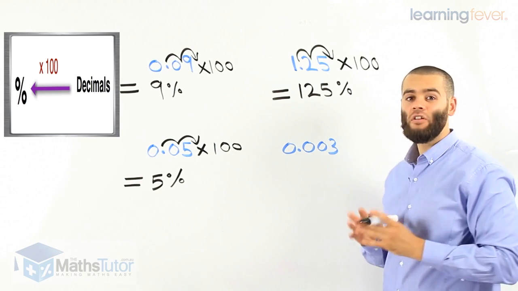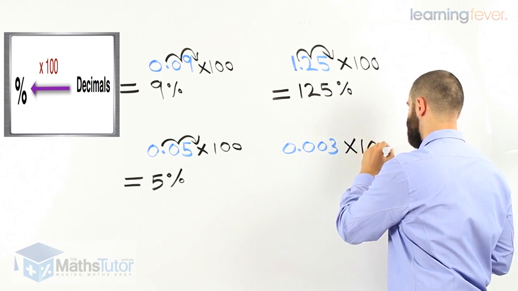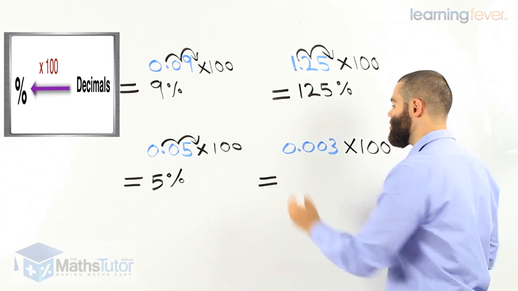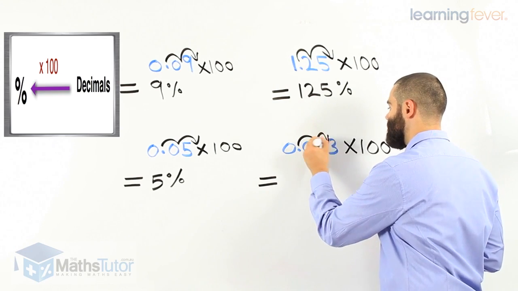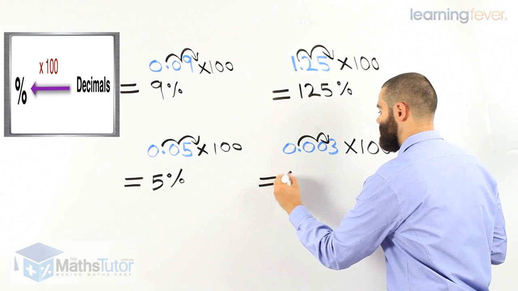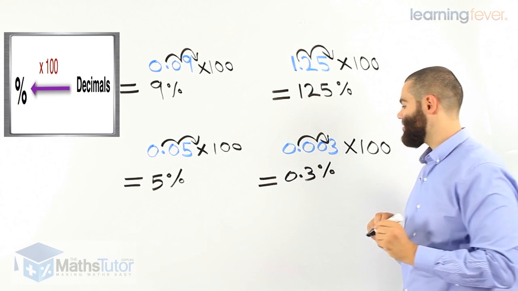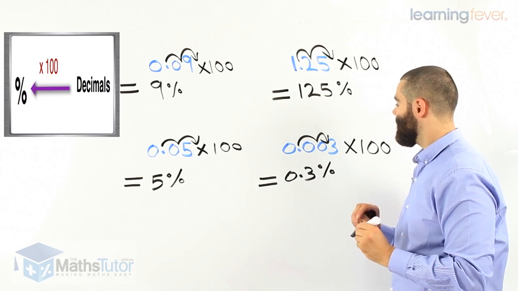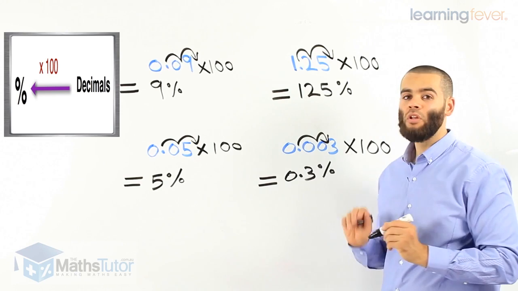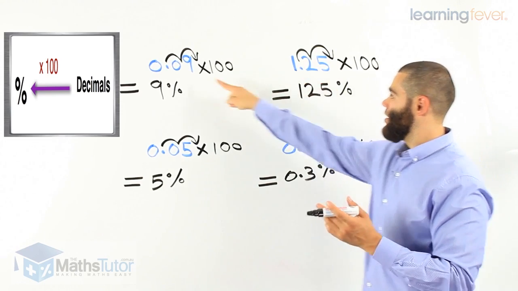0.003, convert it to percent, times by 100. Times it by 100, we go 1, 2. Times by 100, we jump twice to the right, 0.3%. So 0.3% is exactly the same as 0.003 in decimal. So they have the same value. This is the same as that.